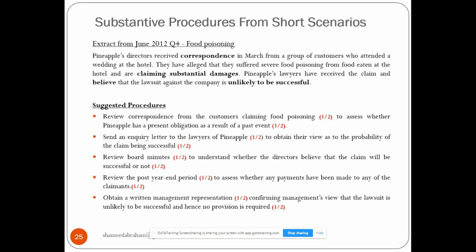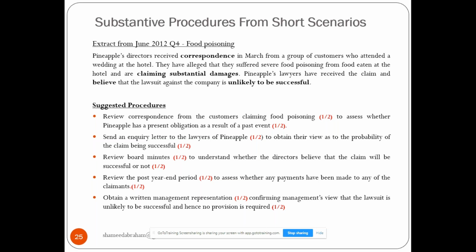I've gotten a half mark. That is the audit evidence, but I have to complete it to say why. Why am I looking at the correspondence from the customers? To assess whether the company has some sort of present obligation arising out of the claim. There are lots of different reasons. We could say review the correspondence from the customers to assess the extent of damages, to assess the details related to the claim. Anything like that would work.